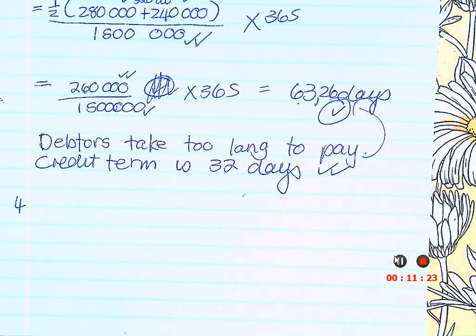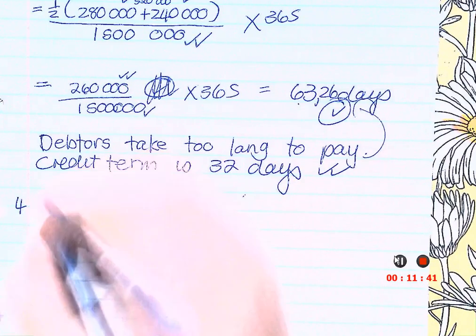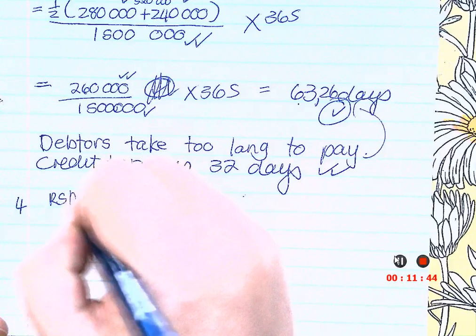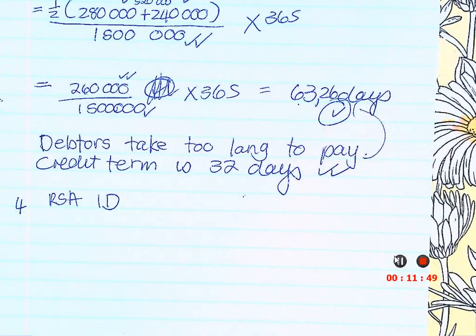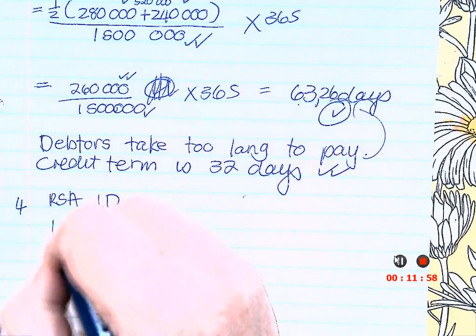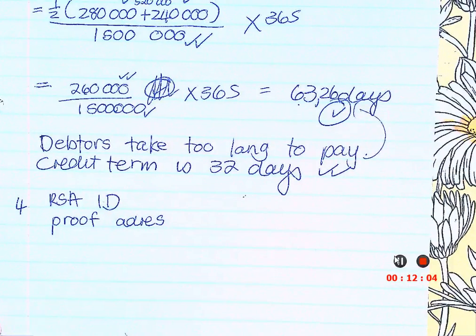Number 4. Name 2 control measures that should be used before allowing customers to buy on credit. Now this is your screening. So what are you going to do? You're going to ask for their South African ID, to see that they are South Africans. You're not selling on credit to a Norwegian. How are you going to get the money once you go back home? Okay? Proof of address. Because people might have a South African ID but they stay overseas.